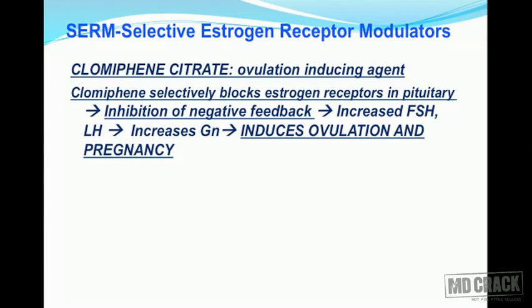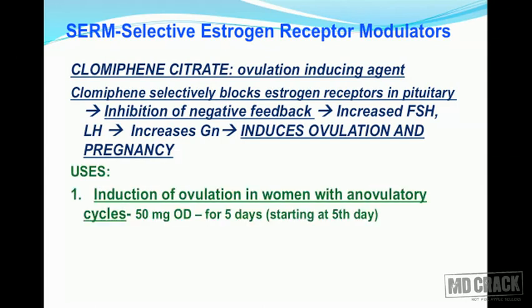negative feedback. You know, for all trophic hormones, a negative feedback exists, and this estrogen receptor in the pituitary takes part in the negative feedback, and clomiphene inhibits the negative feedback. So it's a blocker of the pituitary estrogen receptor. When there is inhibition of the negative feedback, it leads to increase in FSH and LH. So it increases the gonadotropins, and this induces ovulation and pregnancy. So that's a useful ovulation inducing agent.